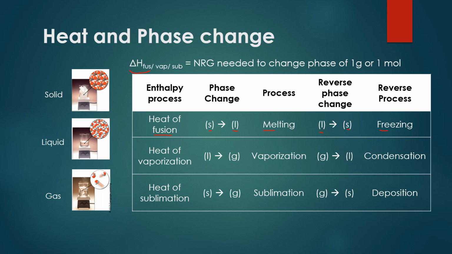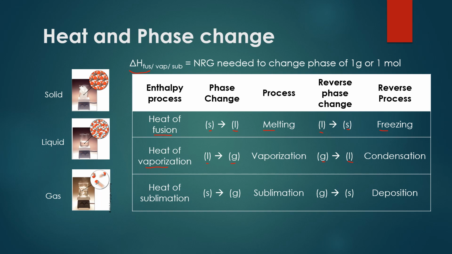The next enthalpy process, heat of vaporization, deals with the liquid and gas phases. When you go from a liquid to a gas, you are vaporizing that liquid into a gaseous form. If you go in the opposite direction, starting with a gas and then forming a liquid, we call that condensation. So condensing down a gas into a liquid.